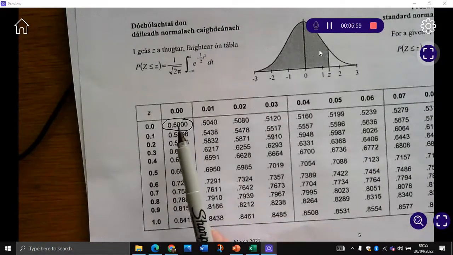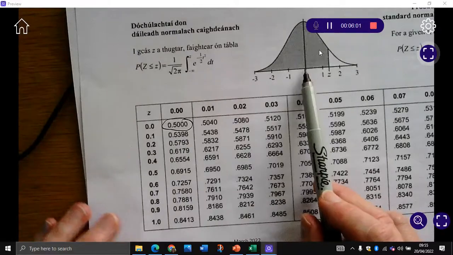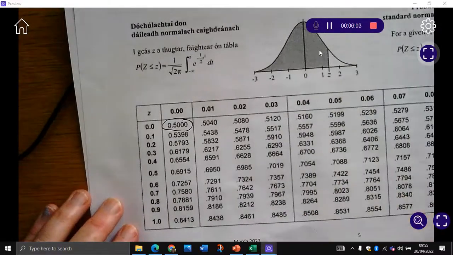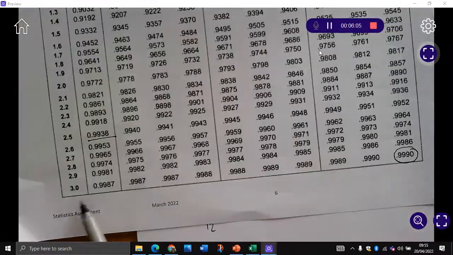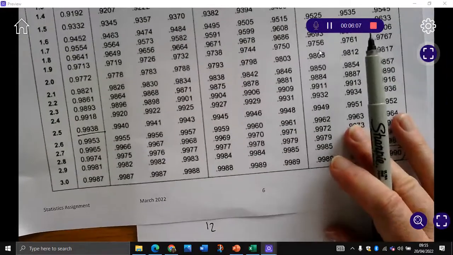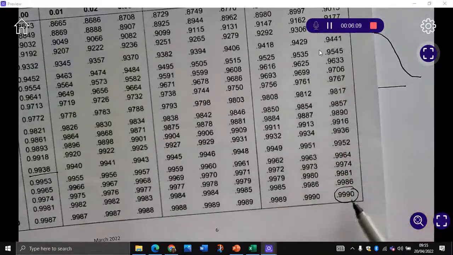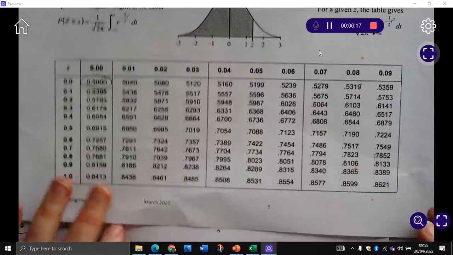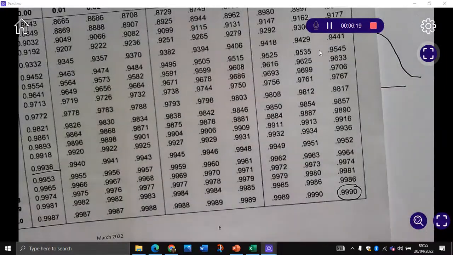Okay. So the z-scores range from 50% to 100%, we're guessing. So if we go up to 3.09, you've got 99.9%. So you go from 50% to almost 100%. Okay?